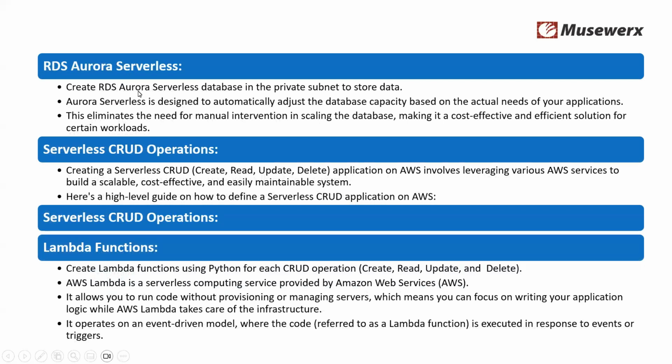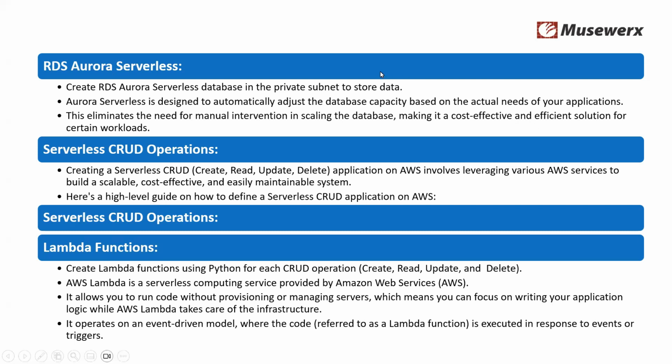What is RDS Aurora serverless within AWS? In our case, we are going to create an RDS Aurora serverless database in the private subnet to store data. This database is designed to automatically adjust the capacity based on the actual needs of the applications. It eliminates the need for manual intervention in scaling the database, making it cost-effective and efficient.